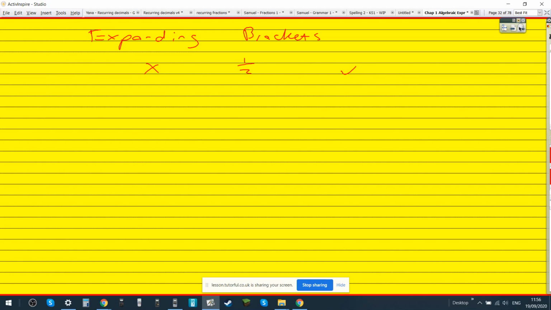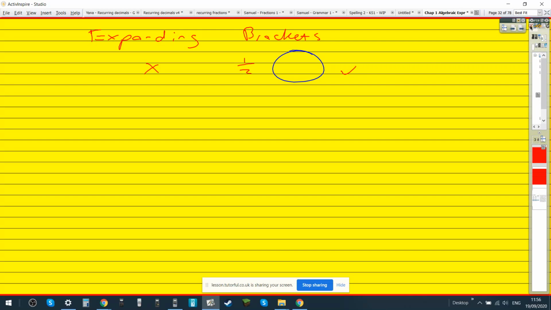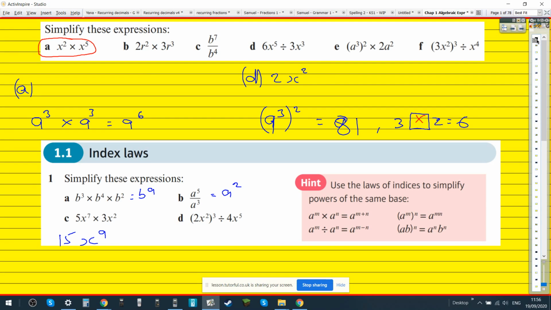3 brackets. Okay, so expanding brackets, what do you give yourself? Between half and a tick. It was okay. Yeah, that's a good place to be, because if it's always ticking, it's just too easy.